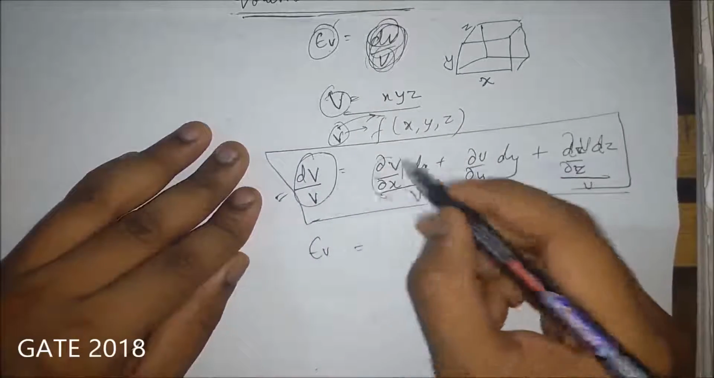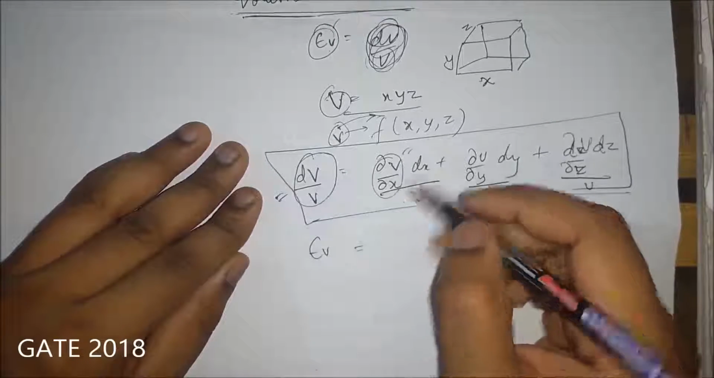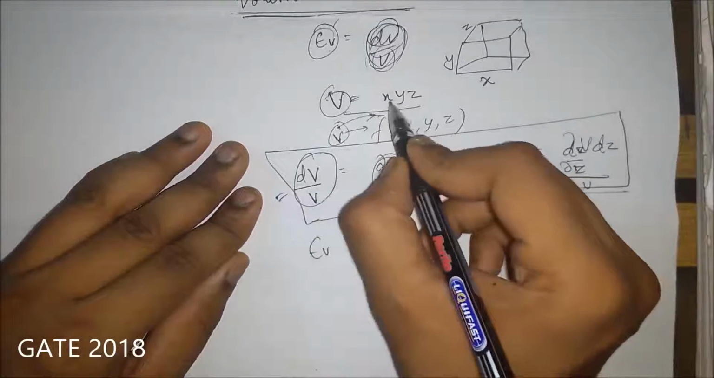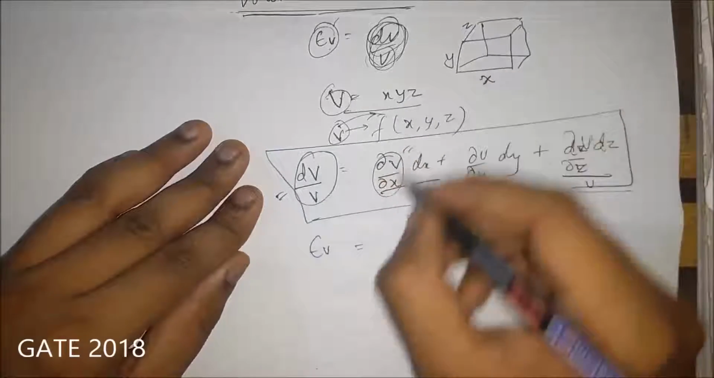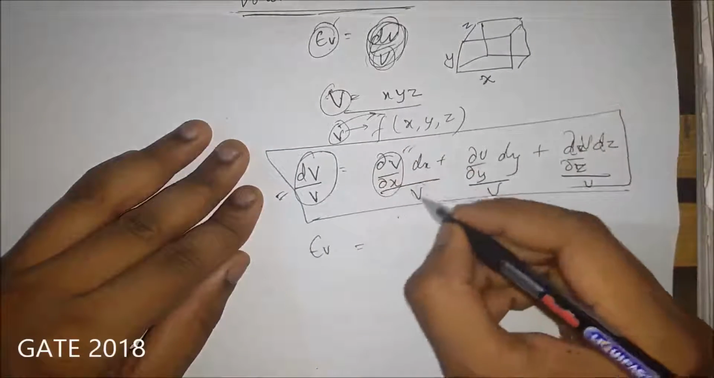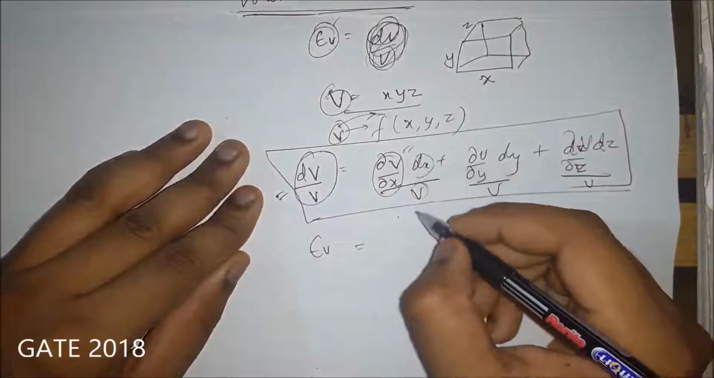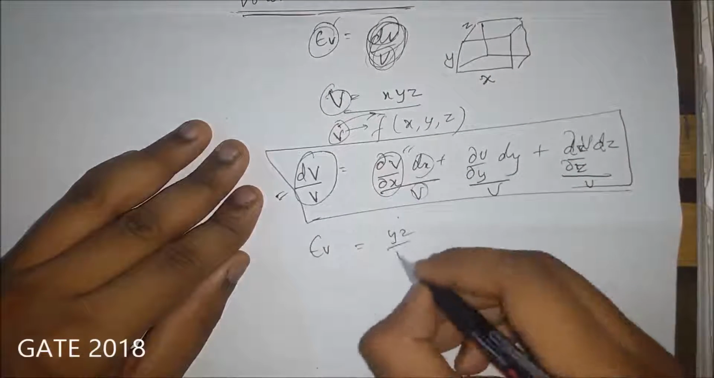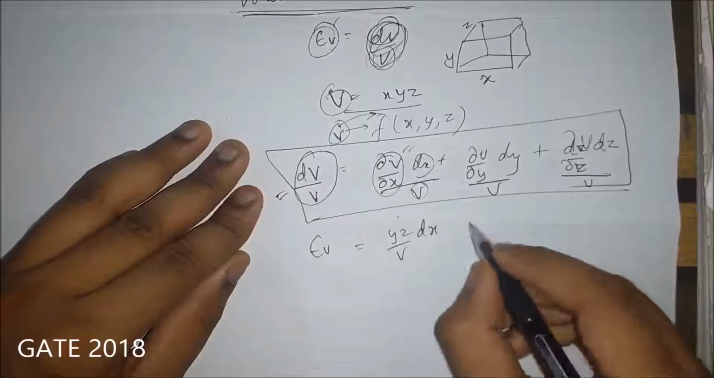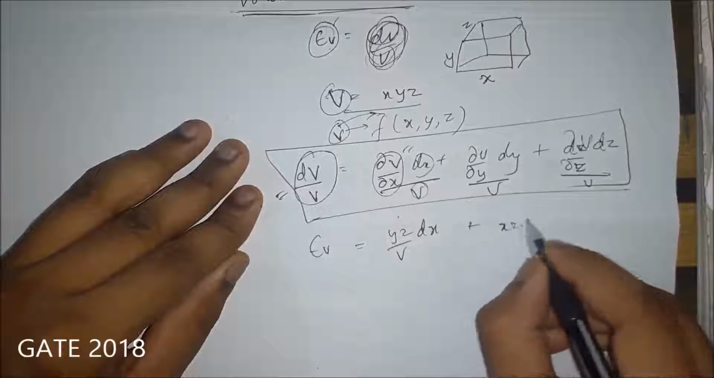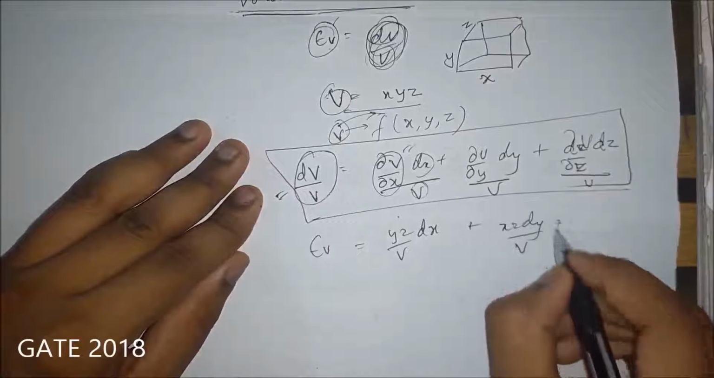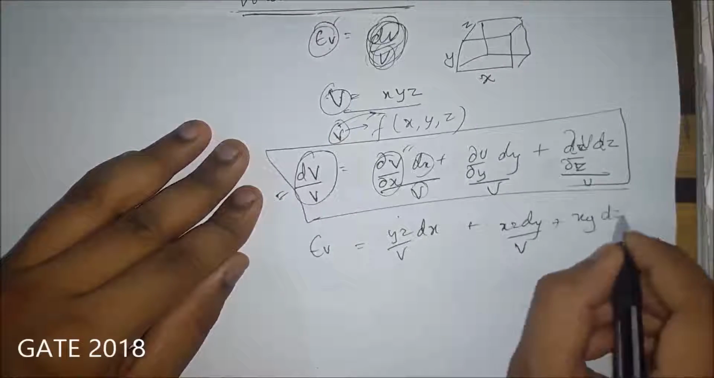What it becomes here, you see, dou V by dou x. If you differentiate this with respect to x, y and z are constant, this is partial derivative, so it will become yz by V into dx. Similarly, we have xz dy by V plus xy dz by V.